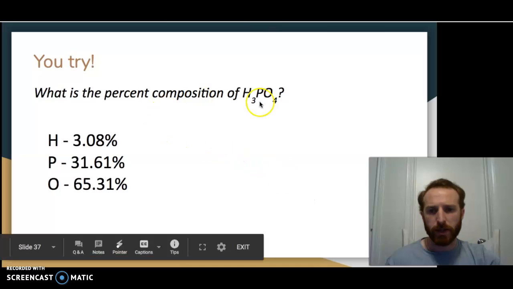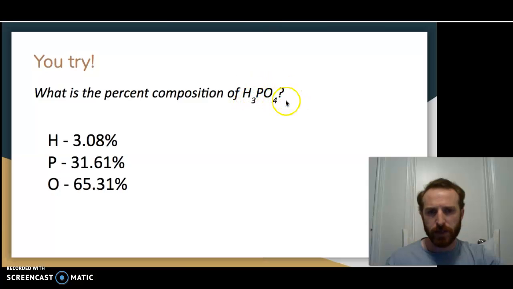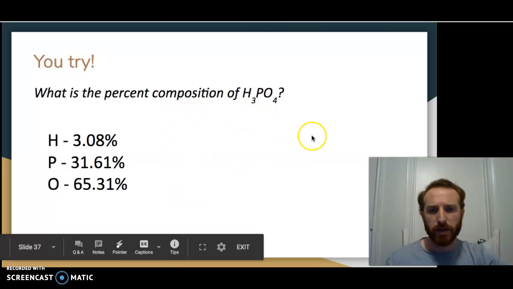Of course, I'm not showing you the math, but you could have done it by taking the total mass of the whole compound, figuring out what that molar mass is, and then taking each individual element's mass out of the whole, multiplying by 100. Since there are 3 H's, I multiply 1.01 times 3. There's only one P, so I multiply it by 1. There are 4 O's, so I multiply that by 4. Each of those values I then divide by the whole to get my percent composition.